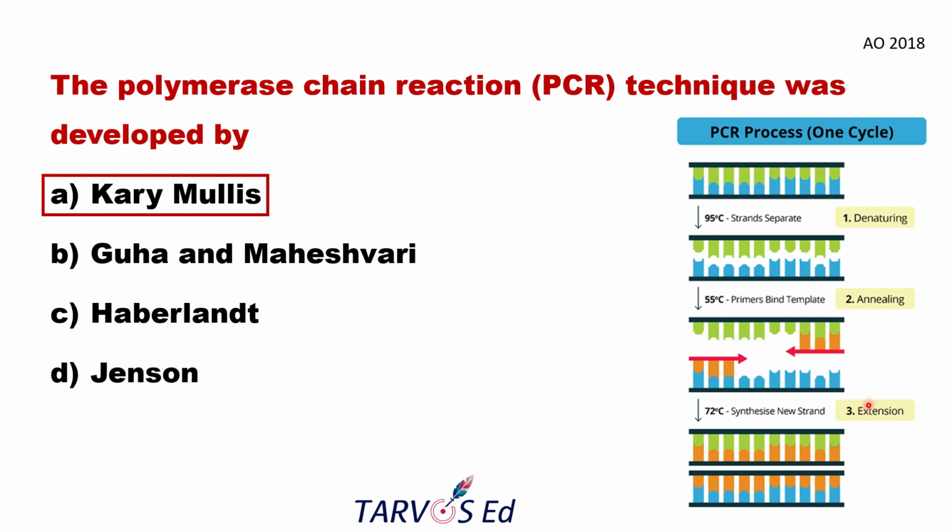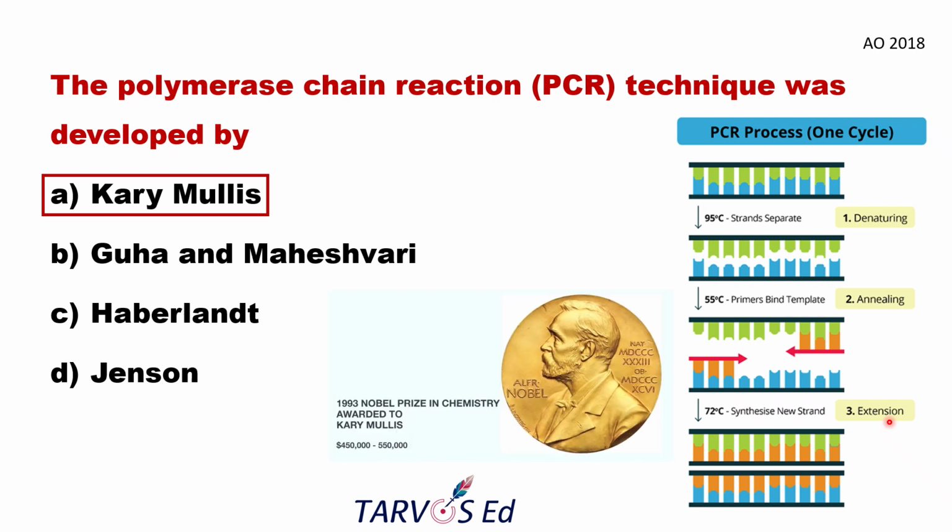So only three important steps are there in the PCR process: denaturation, annealing, and extension. Using this process, we can multiply DNA strands, or a particular strand of a gene, multiple times. It was developed by Kary Mullis, who was awarded the Nobel Prize in Chemistry in the year 1993. He developed this PCR technique in the year 1983. After 10 years, he got the Nobel Prize in 1993. Okay, the next question.